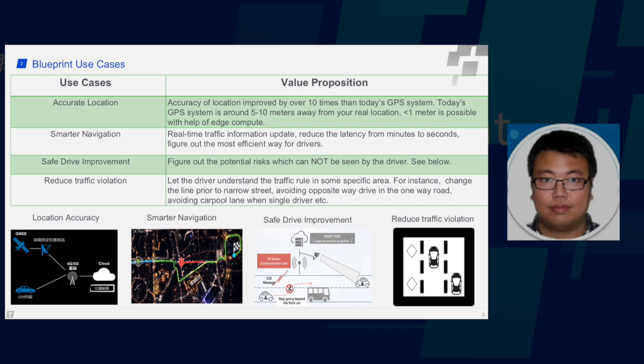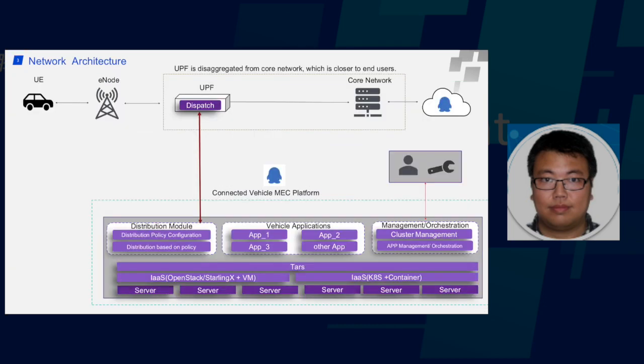So here we dive into network architecture and how the use case can be fulfilled in real life. And you can see there are cars driving on the street. They send their data to Node B, and Node B will send the data to UPF. It's a network connection in 4G or 5G, especially in 5G, and the UPF will be disaggregated from the core network, which means it's closer to the end user. So you can see it here.